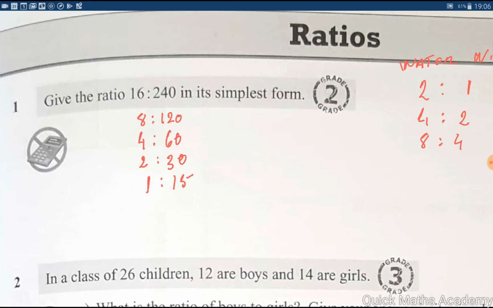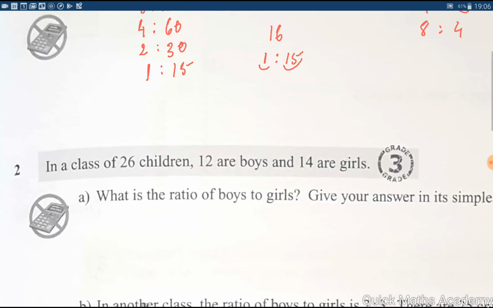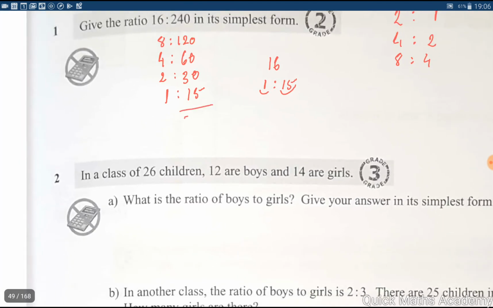So that means that in each 16 parts of something, one part is something and 15 parts are the other thing. So the answer is 1 to 15.